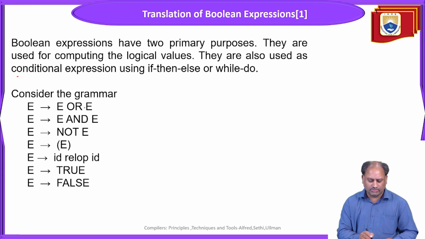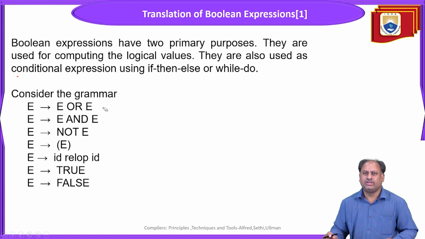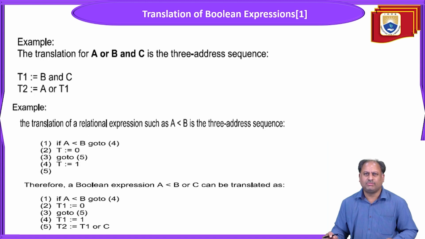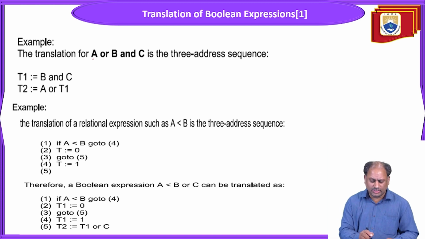Now consider the grammar. Here the logical value is the OR operator, here the AND operator, here NOT, here the relational operator, here true, false. Like that, each production contains a different notation of purpose. Then we have to evaluate them for the syntax directed translation purpose. Let us see an example here.